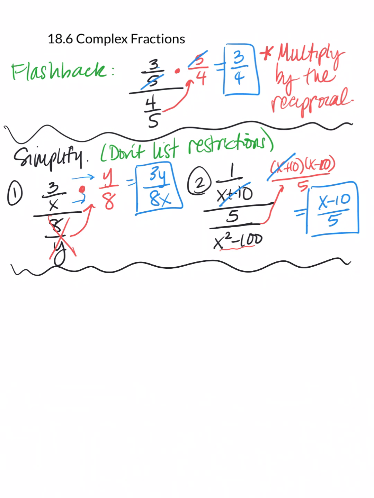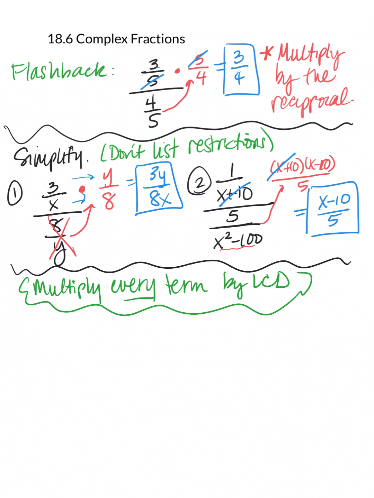The key to this lesson is to multiply every term by the least common denominator. So this is what you want to make sure you do on all of these. Let's look at this first one here, number 1. I'm going to space this out intentionally. So 1 over x plus 3 divided by 5 over x plus 4.